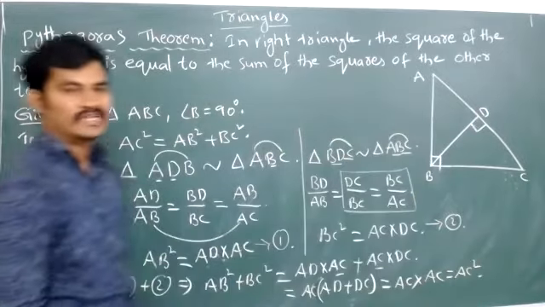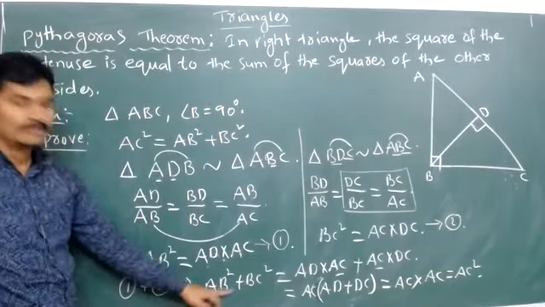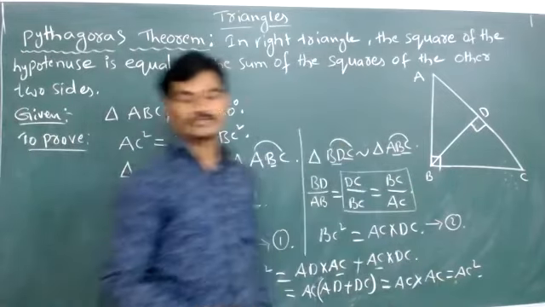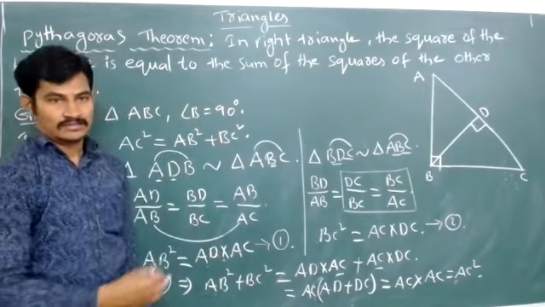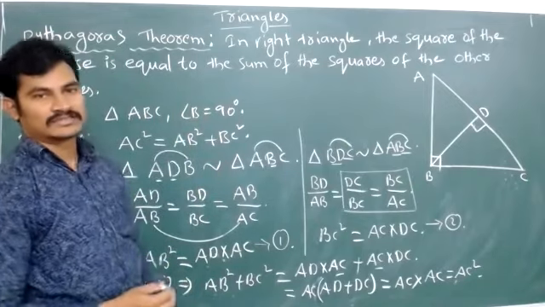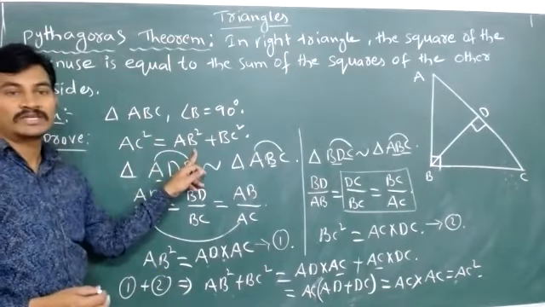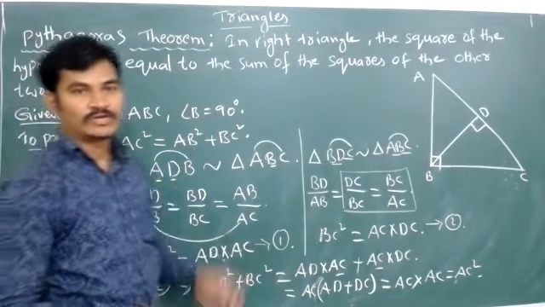Now see, the left side: AB square plus BC square is equal to AC square. That is the theorem of Pythagoras. AC square is equal to AB square plus BC square. Okay, thank you, dear children.